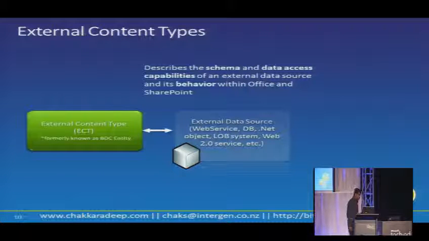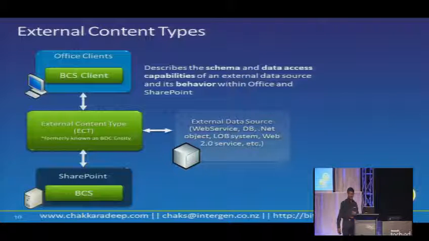So what are these external content types? These are going to be your backbone. They are the real thing that describes your external data: the schema, the data access capabilities, what methods I have, and what permissions I give to users to execute these methods to bring the data back into SharePoint. Once you have this external content type, you can take it to SharePoint and then the Office client. This is the base that the BDC runtime, the Business Data Connectivity, is going to interact with, as well as the BCS client, which is going to bring the data.